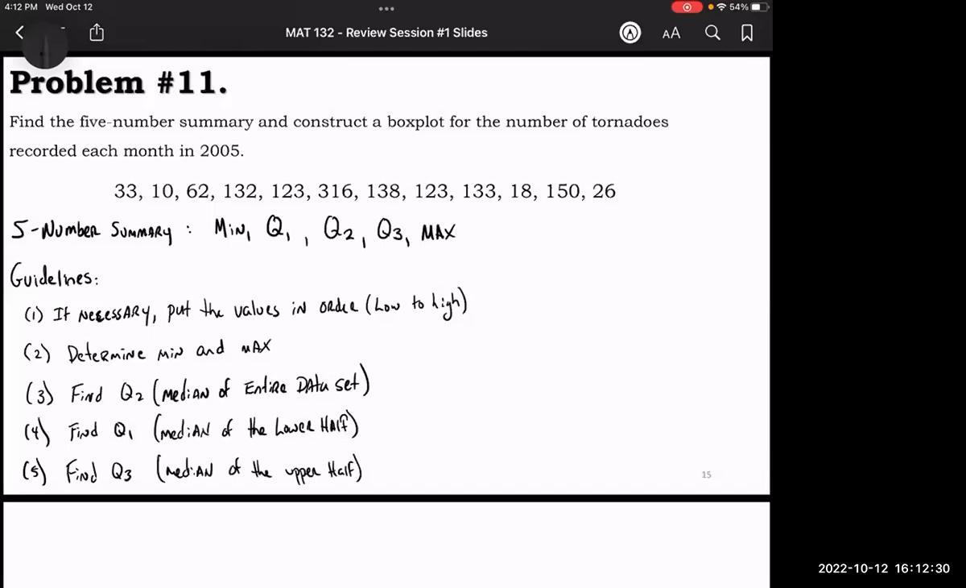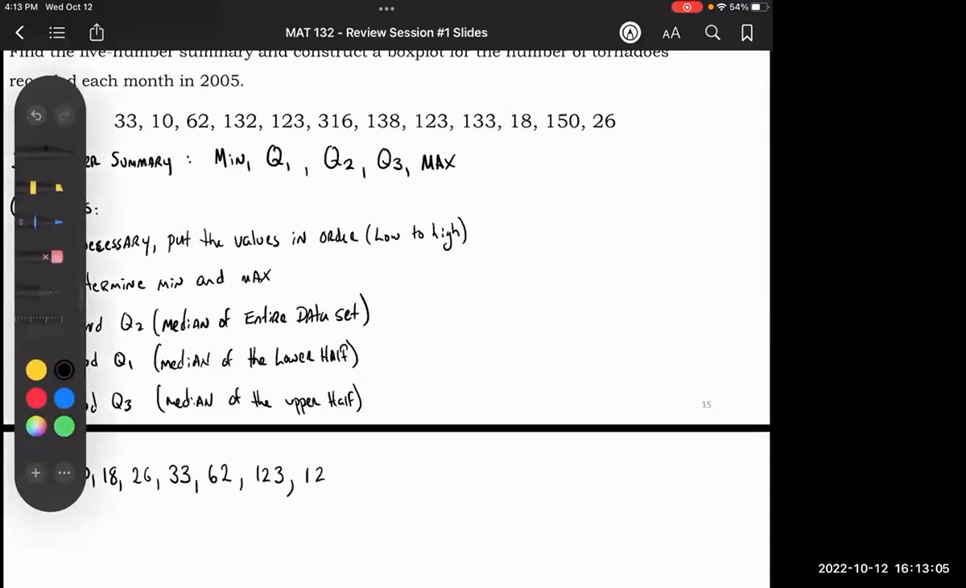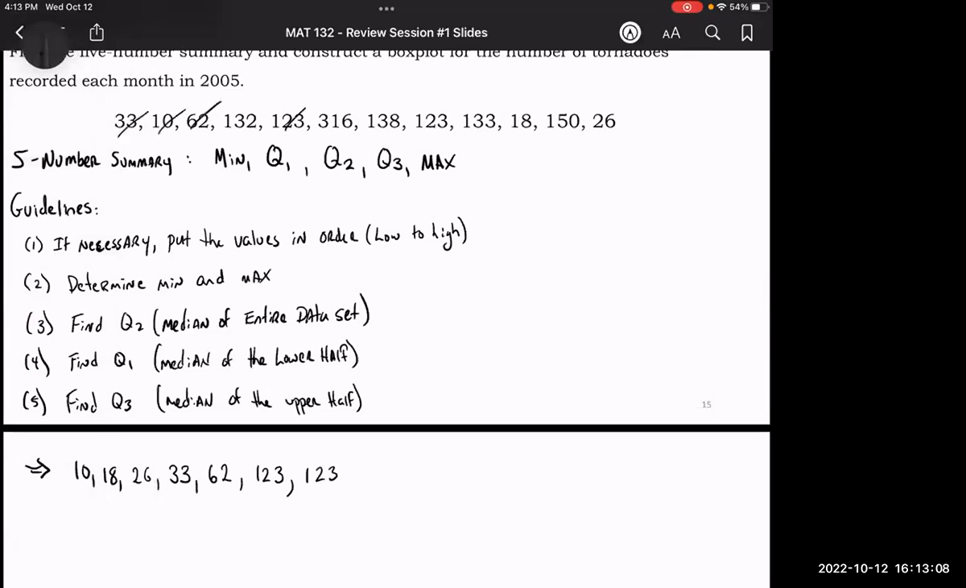Okay, so we're gonna have to do these 5 steps, unfortunately. The first step we can't skip because we have to put the data values in order. So if I put these values in order, what goes first? 10. What goes after the 10? 18. What comes after 18? 26. After the 26? 33. 62. 123. 123 again because it appeared twice. All right, so I can cross out the ones that we did so far. Because 123 appeared twice, you have to list it twice.